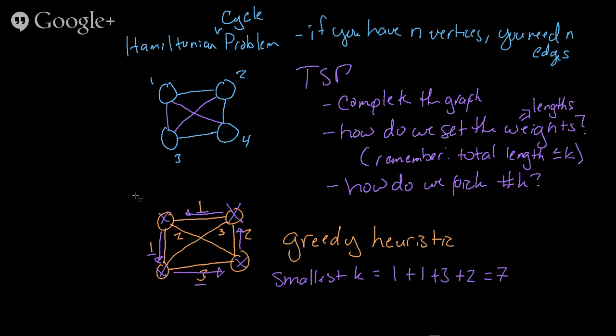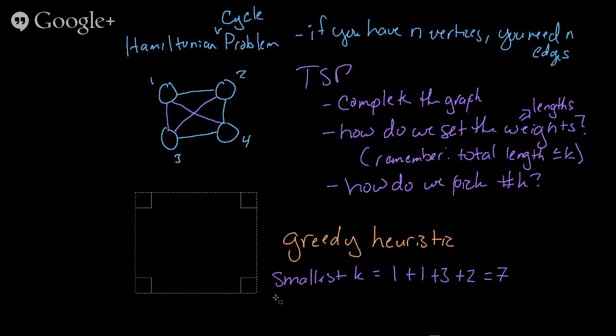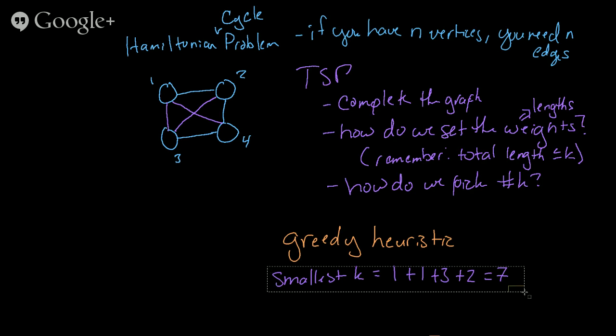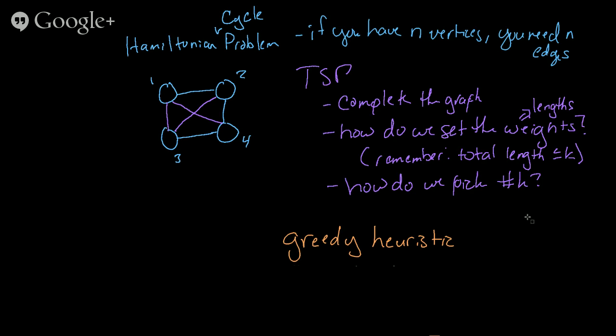All right, now let's think about this. Let me delete this graph. Let me delete all this. Let me get my pencil back. Let's talk about the same graph. Okay, this graph. But all of the edges have weight 1. All right, what would be your smallest k?